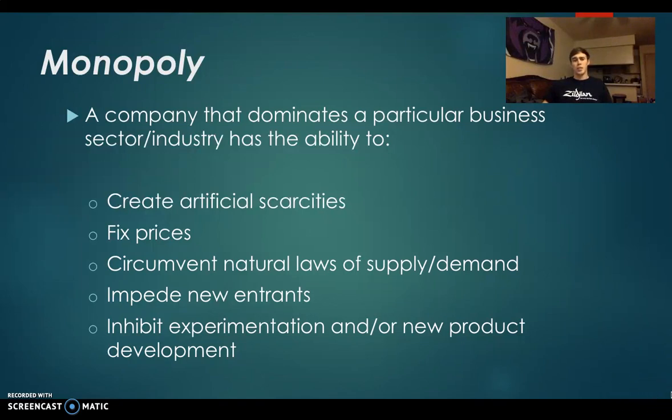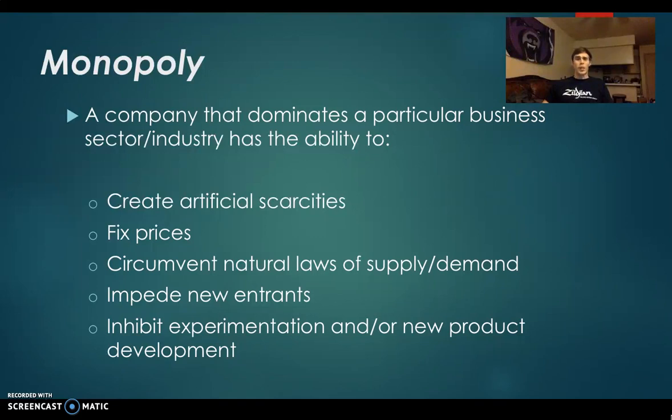And if you're taking this class, I'm sure you've had micro or macroeconomics. And so you know how the laws of supply and demand work. And basically monopolies are able to, the laws of supply and demand don't necessarily pertain to them.